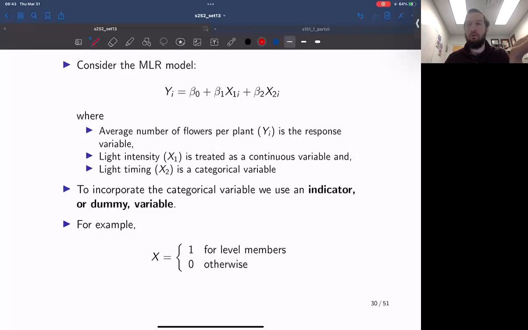What we do is we introduce what is called a dummy variable. A dummy variable, or an indicator variable, is a very simple style of variable. It takes on 2 values, 0 or 1. So x2 is now going to be either a 0 or a 1, depending on the timing schedule. All we have to do is assign one of the levels as the 0 level and the other level as the 1 level. That's essentially what this boils down to.